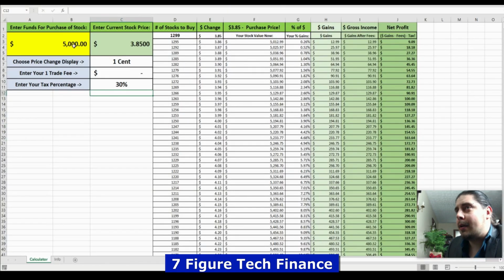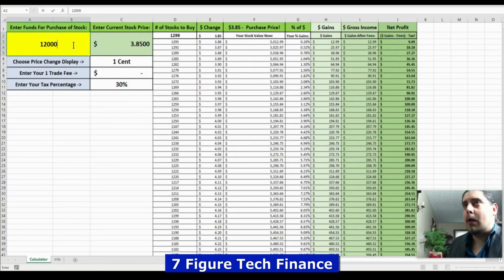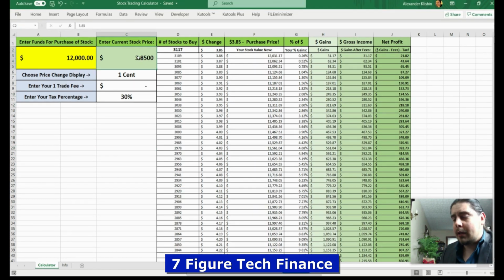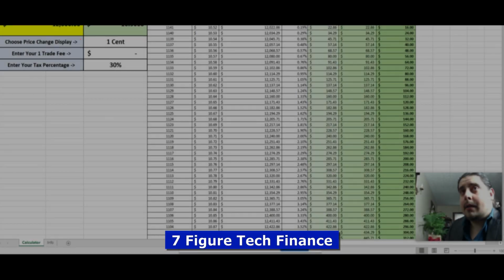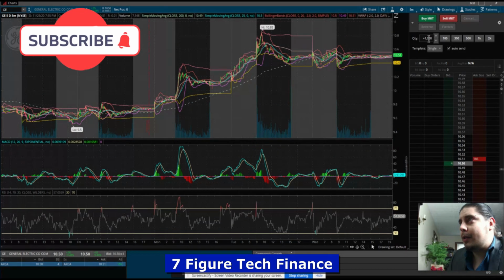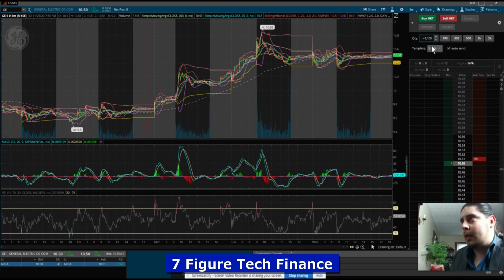And then we simply go here and let's say we want to enter with $12,000 into General Electric at the rate of $10.50. So now we know that it's going to be 1,143 shares, right? So we can just say 1,150 shares to buy of General Electric. And therefore, we simply come to our Thinkorswim and we enter 1,150. Auto send is already check marked. We're going to just simply click here and click buy.